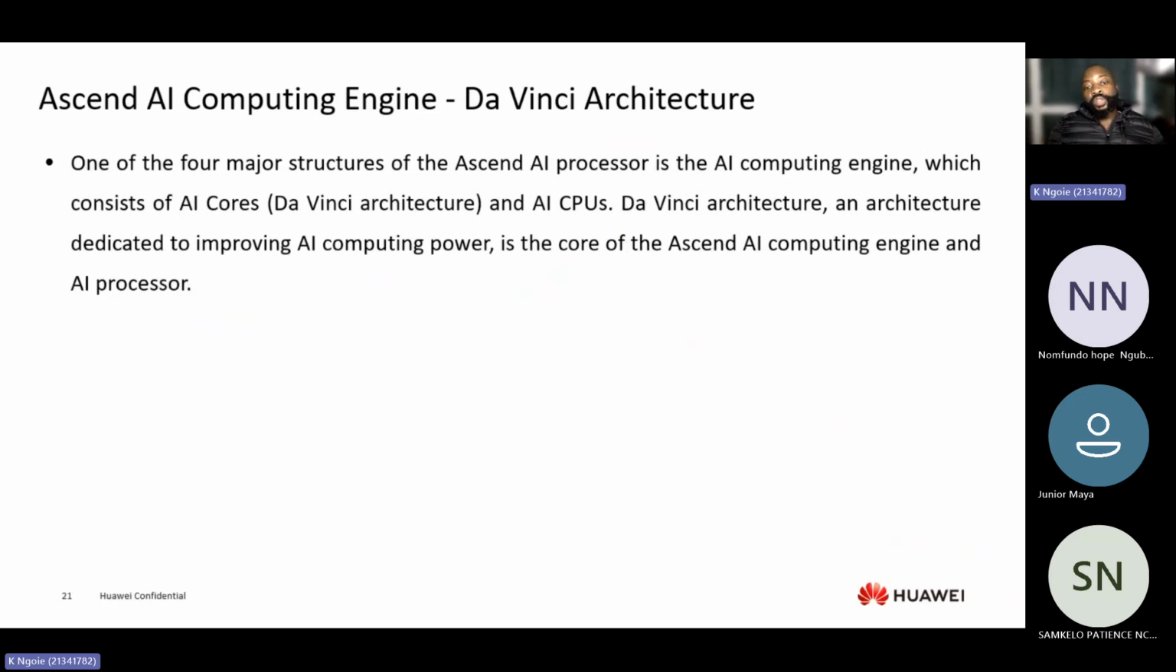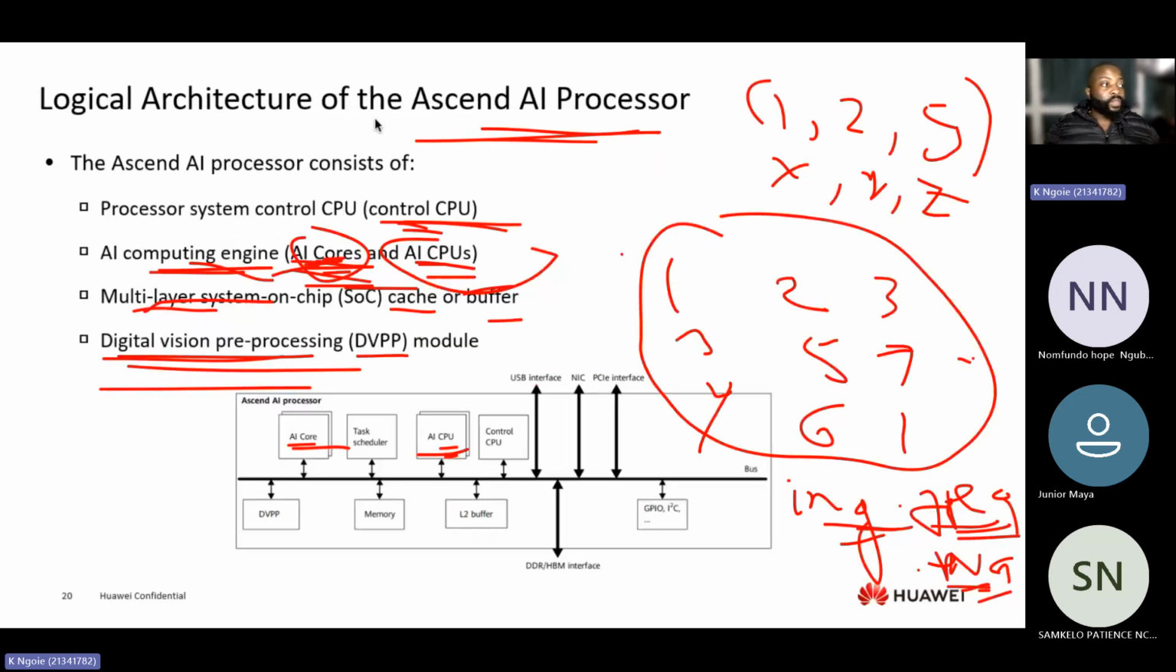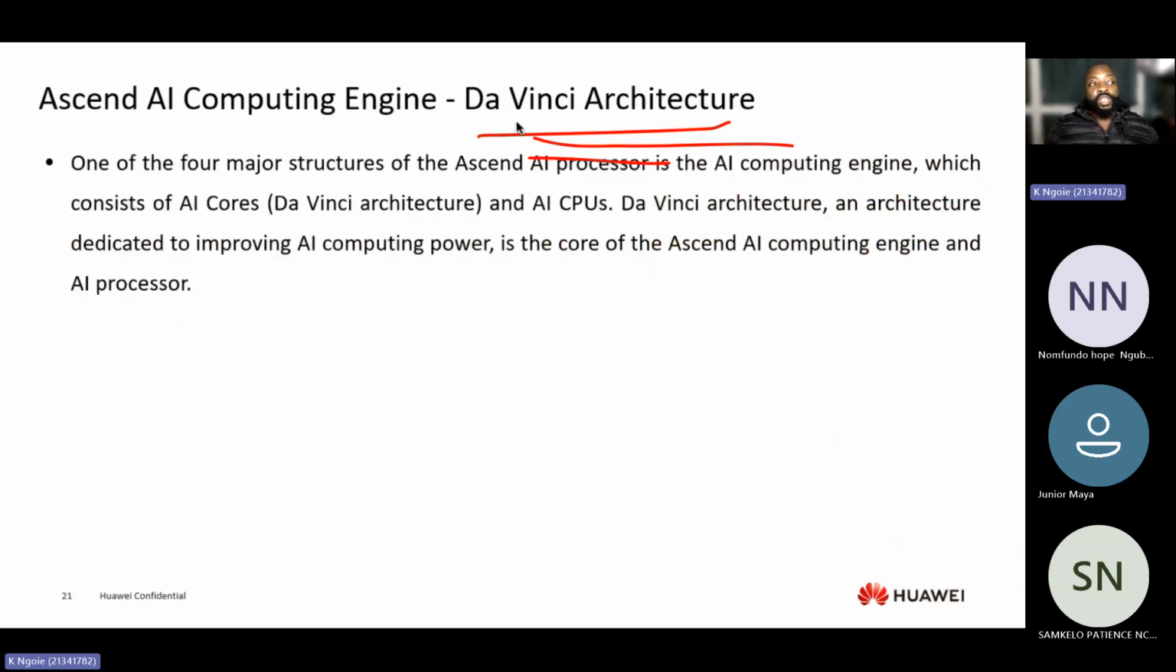Okay, you need to understand that this architecture is what we call the Da Vinci architecture. So the AI computing engine, right? Remember, we now have the computing engine, which will have the AI core and the AI CPU. It also follows a certain architecture, which is called the Da Vinci architecture. So we're going to talk about how the Da Vinci architecture goes.